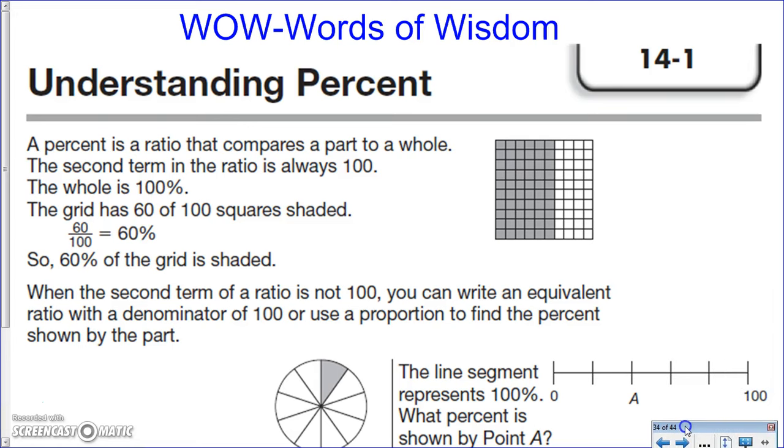Understanding percent. A percent is a ratio that compares a part to a whole. The second term in the ratio is always 100. The whole is 100%. The grid has 60 of 100 squares shaded. So you can see the fraction, 60 over 100, which equals 60%, because percent means per 100. When the second term of the ratio is not 100, you can write an equivalent ratio with a denominator of 100, or use a proportion to find the percent shown by the part.